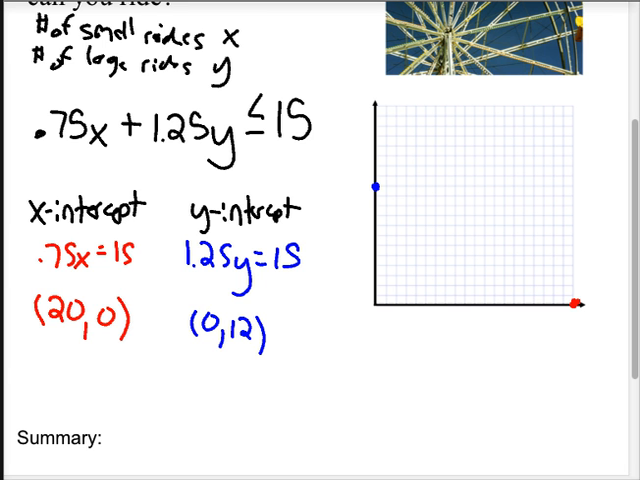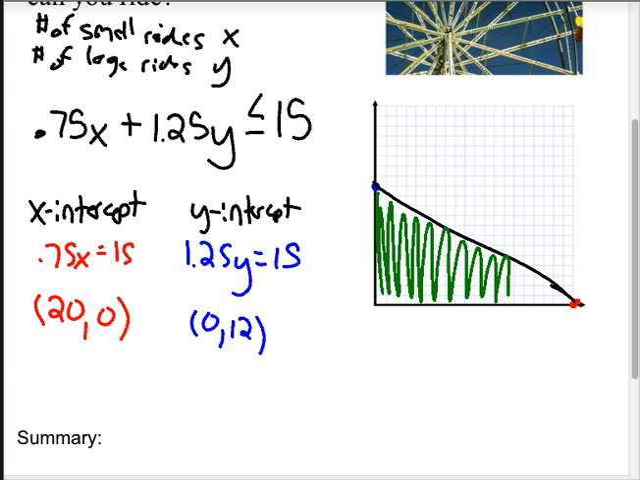Now, less than or equal to, so that means we're getting a solid line because of the or equal to. Less than means we're going to shade underneath our line. So right here. Now, keep in mind, I'm only showing the first quadrant. Why would I only show the first quadrant? Well, because you can't buy negative tickets. All right. But I do want you to see how this works.